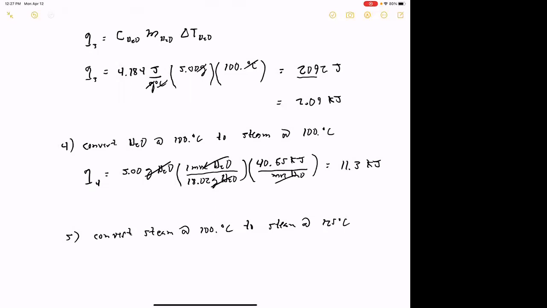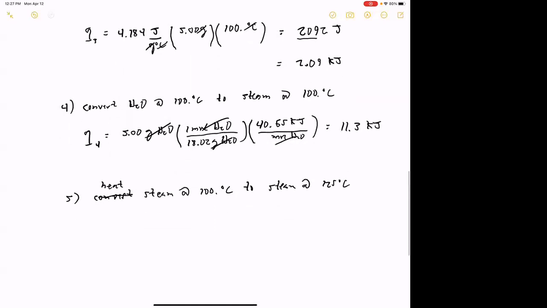I shouldn't say convert, let's just say heat. I'm not really converting it to anything, I'm just heating it up. Okay, so I'm making hot steam and I'm making it hotter. All right, so now my Q5 is equal to my specific heat of steam times the mass of the steam times the delta T that the steam undergoes.